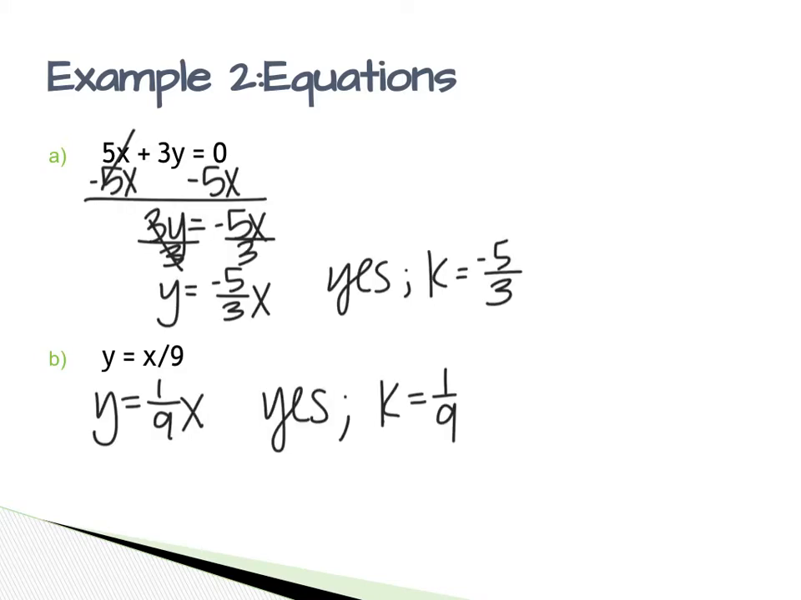Okay, the first one, if you rewrite it, it is a direct variation. To rewrite it, you have to move the 5x over by subtracting, and then you have to divide both sides by 3. You get y equals negative 5/3 x. So that's in direct variation form, and the k is negative 5/3. For b, if you just rewrite this, it's x over 9, but you can write it 1/9 x, and now it is in direct variation form, and your k is 1/9.